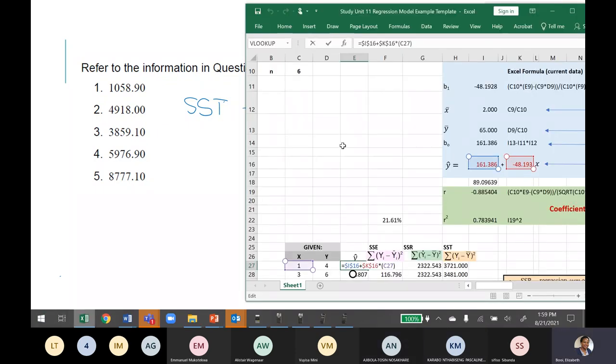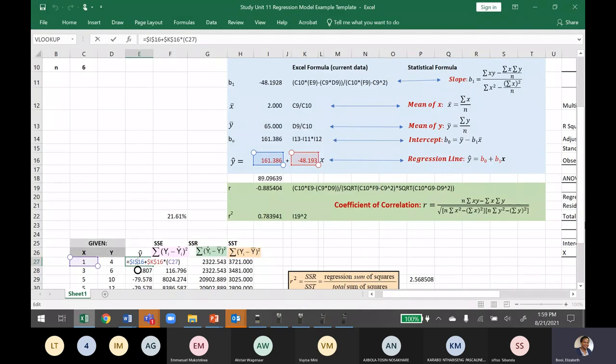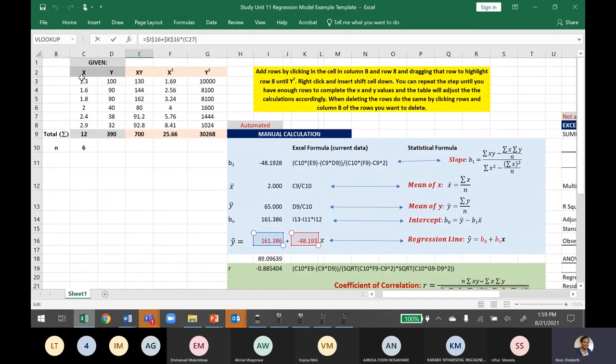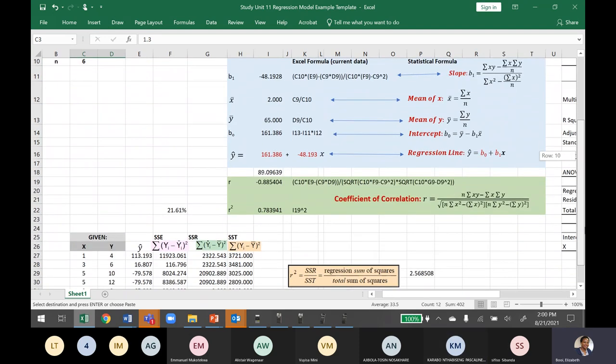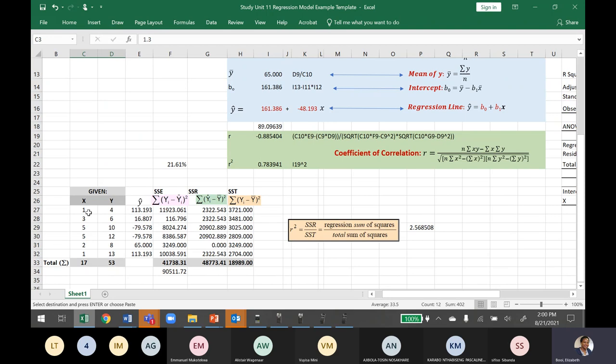Sorry about the flicking, you see, working on two different things. You need to copy the values of X and Y, only those values, not with the total. The total will calculate. Copy, paste, and I hope these are a 6-1. Okay, we'll see when we copy and paste. The value is there. Okay, it's working. All right, so it calculated the SSE, SSR, and SST.